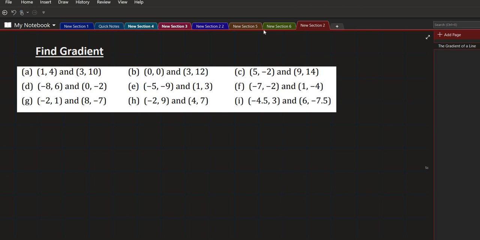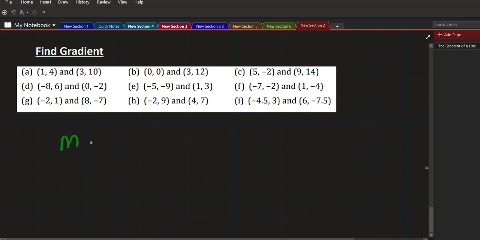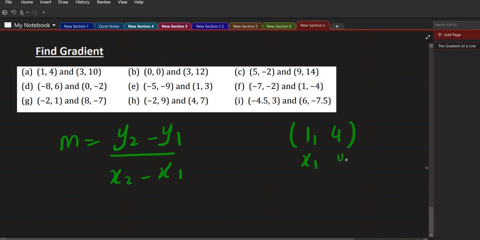The formula is going to be M is equal to Y2 minus Y1 over X2 minus X1. So let's say if the point is given like 1, 4, so this is going to be X1 and this is going to be Y1, and the other one is going to be 3 and 10. So this is going to be X2 and this is going to be Y2. Just substitute in this formula, you will get the answer. It's easy peasy and so simple.